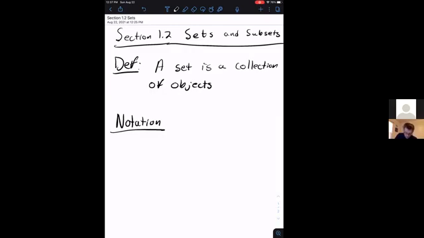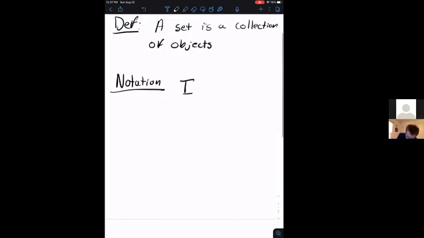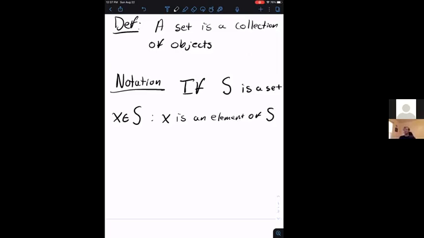So let's talk about notation. So if S is a set, we define sets with capital letters usually, right? So S is going to be our collection of things, right? This notation right here, we've already talked about this, means that x is an element of S, okay? So x is one of my objects that lives inside my set, okay?